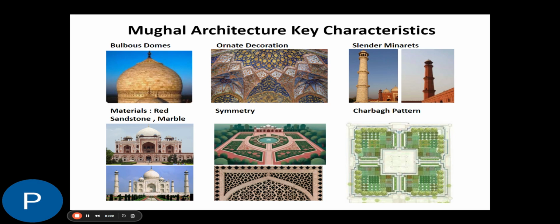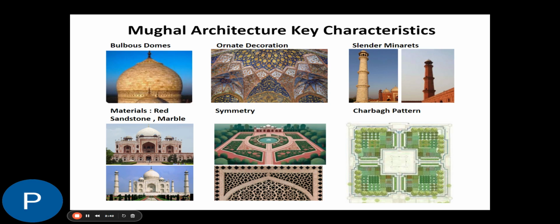Now coming to the key characteristic features of Mughal architecture. The first feature is the bulbous domes. What are the bulbous domes? The bulbous domes are domes which are onion shaped with a finial on top. Then coming to the ornate decorations. The decorations present in the interiors of the buildings are known as ornate decorations. They were usually seen on the interiors of the domes or the walls.